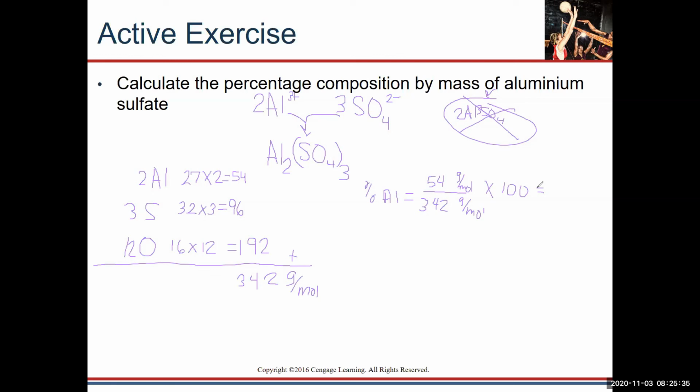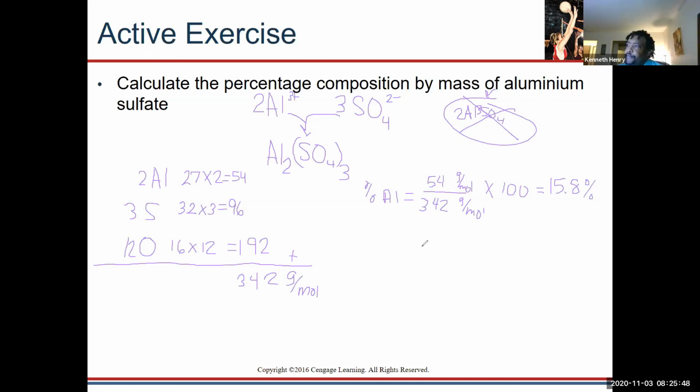15.8%. Okay. Percent sulfur. Anybody else want to join in? Or is this just me and Oscar?